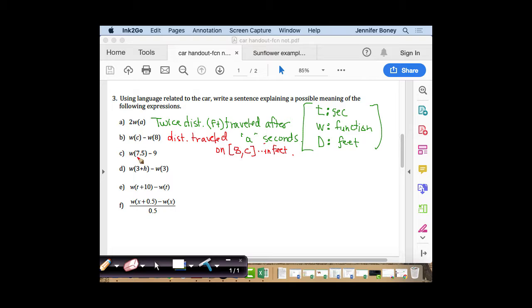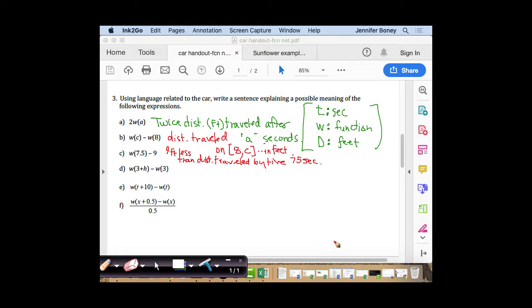Well, if it's a distance, I could talk about just this is 9 feet less than how far I traveled by times 7.5, since I don't know what time this 9 pertains to at all. But I can imagine that this 9, in order for this to make sense, would have to be something about feet. So I could say 9 feet less than the distance traveled by times 7.5 seconds. Sorry, it's a little messy.